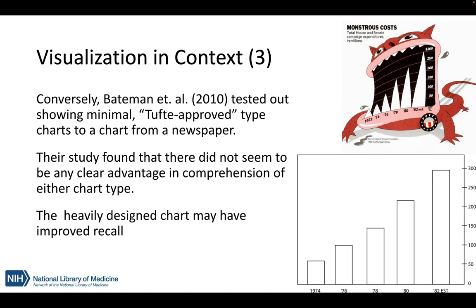Bateman and a group, writing in 2010, actually tested in a study with participants this Tufte-style minimal chart versus a chart that they had from a newspaper. This was looking at campaign spending. As we can see, it steadily goes up, but that's not really the point here. They showed these to different groups of individuals. These are examples, I think they had additional ones in the paper, but they essentially tested them for comprehension as well as recall.